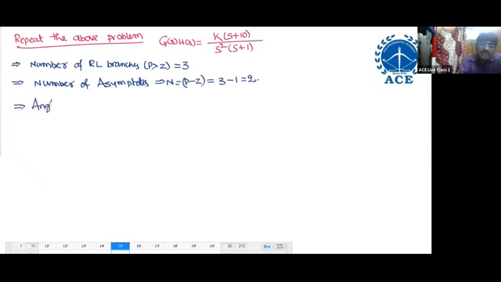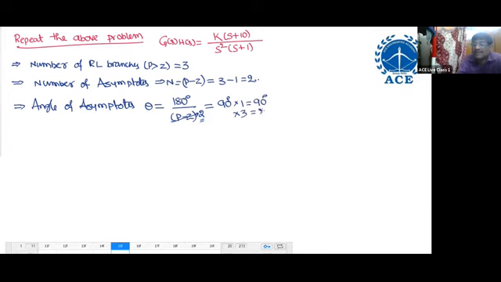Angle of asymptotes. What is the formula I told? Simply 180 by P minus Z. Remember original formula 2q plus 1 into 180 by P minus Z. But calculations use 180 by P minus Z. P minus Z is 2. So 180 by 2 is 90. Multiply with odd number. 90 into 1, 90 into 3. Only 2 angles required because P minus Z is 2. So 90 into 3 means 270.